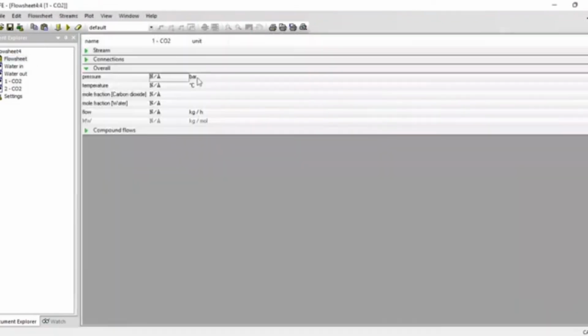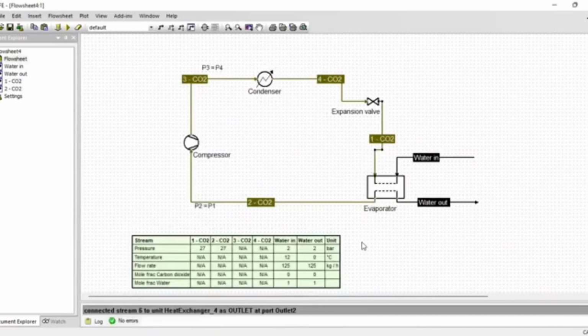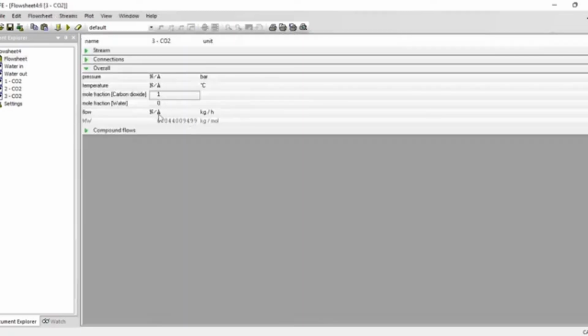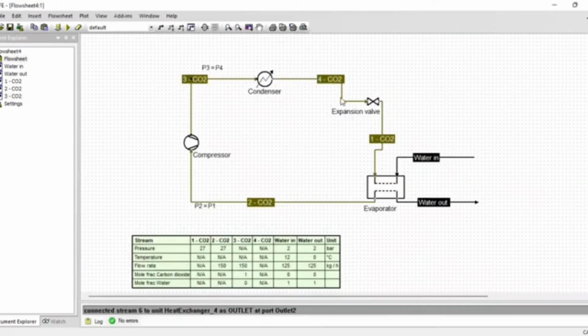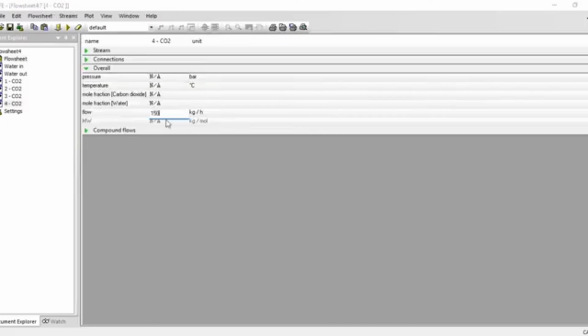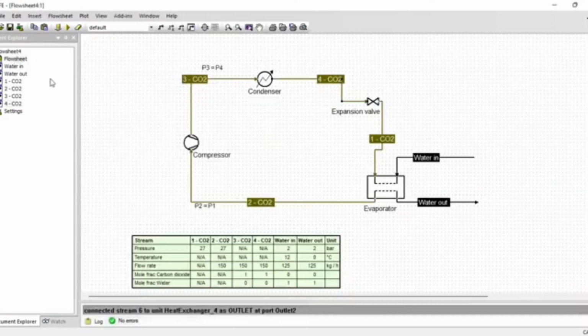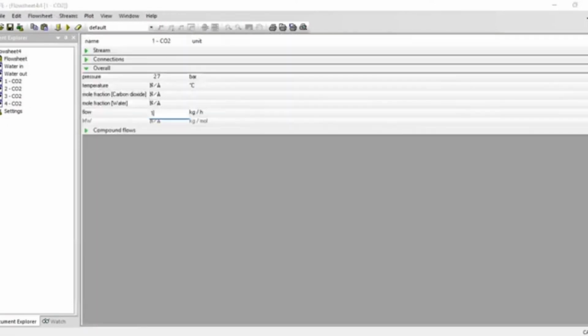We are going to use carbon dioxide as the refrigerant. This means the entire refrigerant cycle will consist mainly of carbon dioxide. So I'm just going to edit all the streams to a mole fraction of 1 for carbon dioxide. Also, let us keep the flow rate constant at 150 kilograms per hour. Let's fill in everything accordingly.